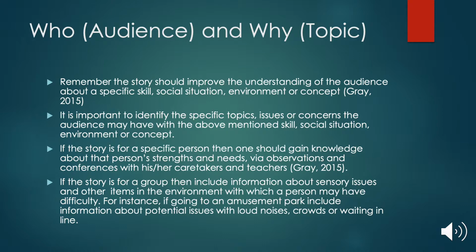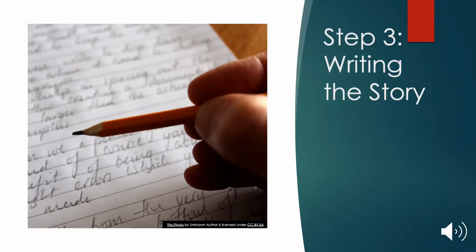If the story is for a group, then include information about sensory issues and other items in the environment with which a person may have difficulty. For instance, if going to an amusement park, include information about a potential issue with loud noises, crowds, or waiting in line. Step 3. Writing the social story.